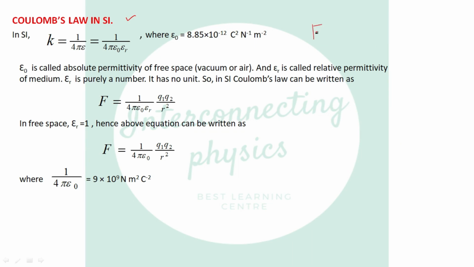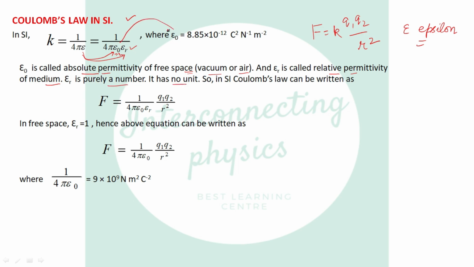So Coulomb's law in SI. We write Coulomb's law as F equal to small k Q1 Q2 over R square. Now k depends upon SI units. The value of k in SI is 1 over 4 pi epsilon. This epsilon is called absolute permittivity. Now it is the combination of two quantities. Let us open up: 1 over 4 pi epsilon naught epsilon r. This epsilon naught, this naught means free space, is called absolute permittivity of the free space, that is vacuum or air. And this epsilon r is called relative permittivity of the medium.